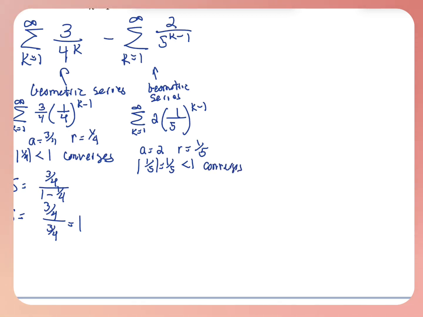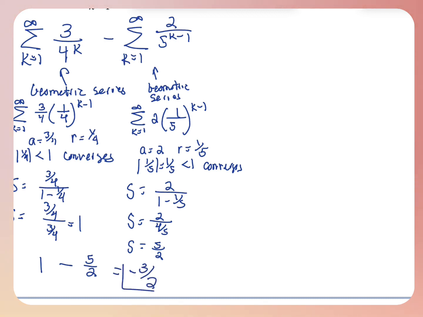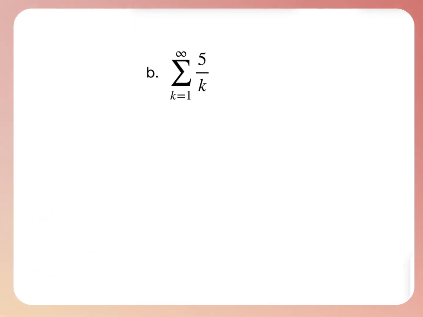The sum it converges to, we're going to use that formula A divided by 1 minus R. And so that's going to give us 2 divided by 4/5. Flip and multiply the bottom fraction. It gives us 10/4, which simplifies down to 5/2. So my first summation sums to 1, minus my second summation, which goes to 5/2. So my answer is going to be 1 minus 5/2, which is just negative 3/2.